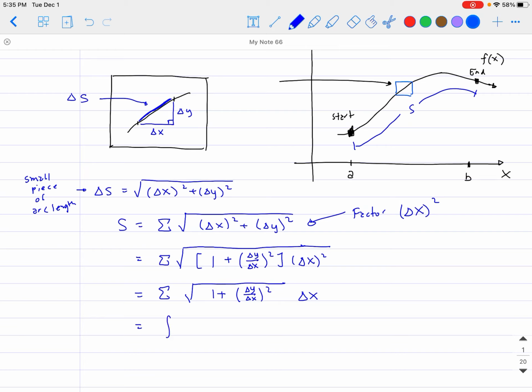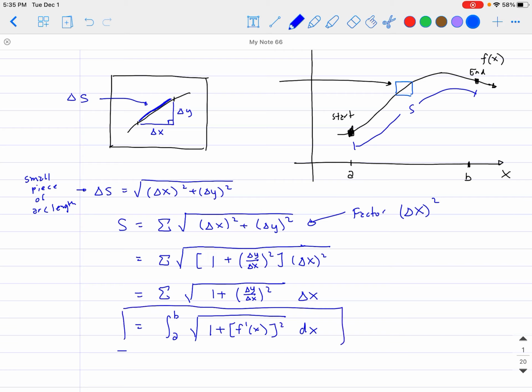So in the end, what you're going to get is the following. If my equation is f of x, then the arc length from a to b is going to be the integral from a to b, dx times the square root of 1 plus f prime of x quantity squared. So that is going to be what I'm using as my formula.